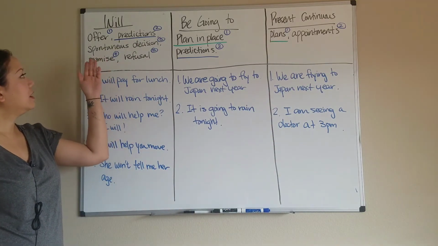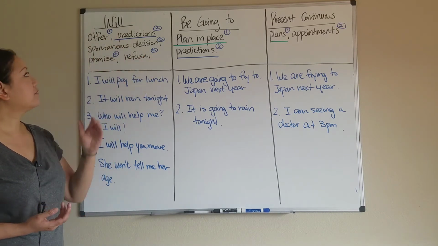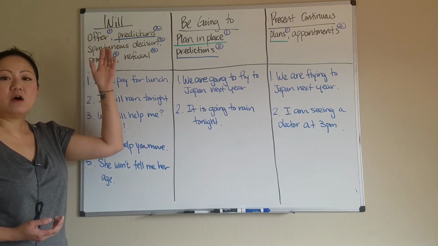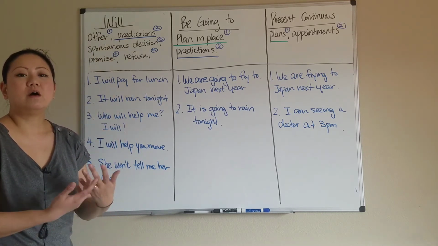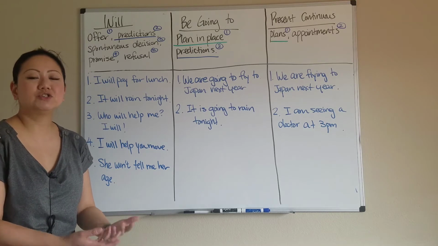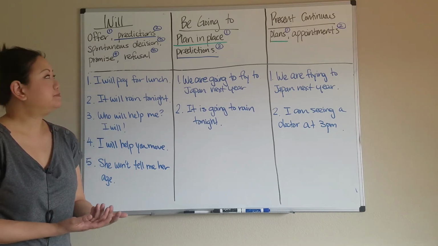With will, there are actually 5 different meanings you can use will with. First is to make an offer. Offer means to give. So usually you can offer help, offer to buy someone lunch, offer to pay for something. You can use that with will.